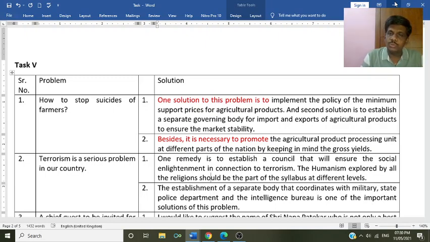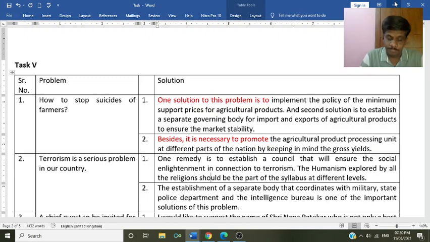See, the first solution I have written here. One solution to this problem is to implement the policy of minimum support prices for agricultural products. So you can understand, "one solution of this problem is to..." is a common expression that you can use frequently. And the second solution is to establish a separate governing body for import and exports of agricultural products to ensure the market stability.